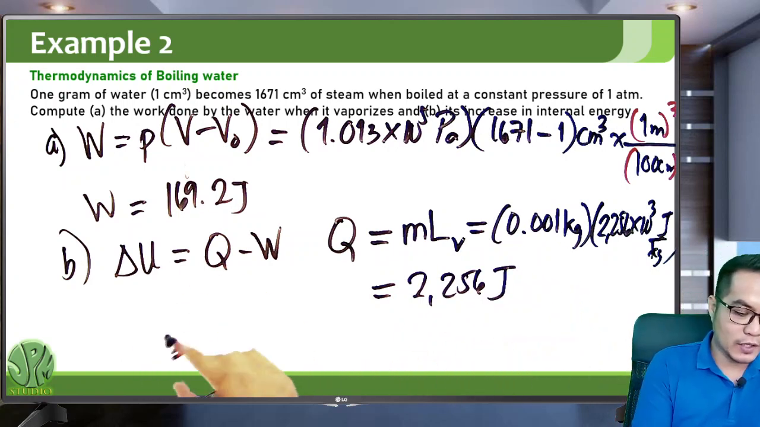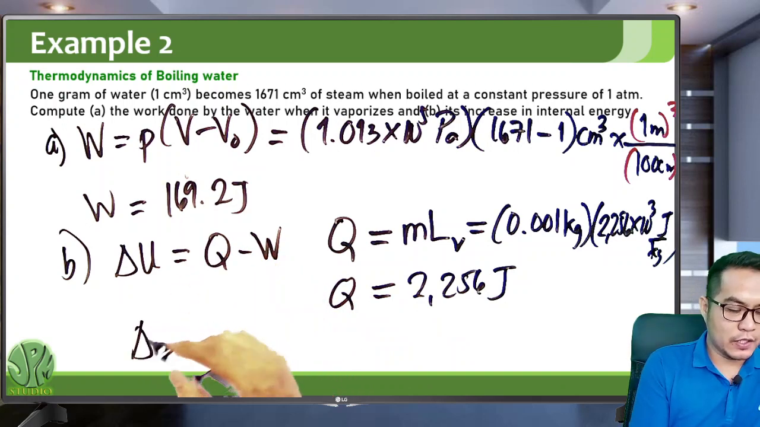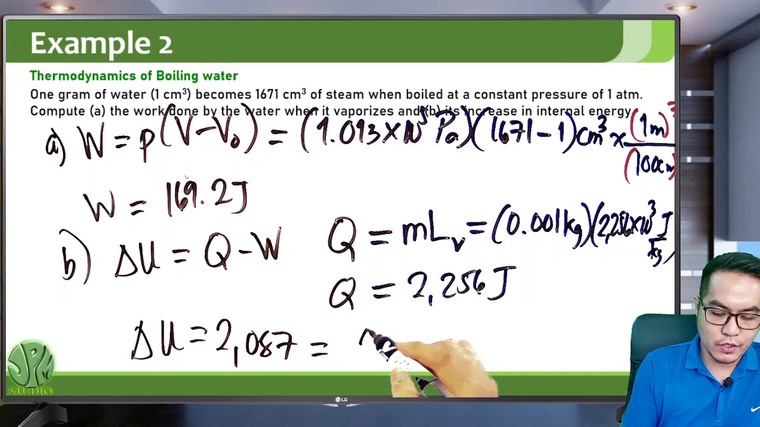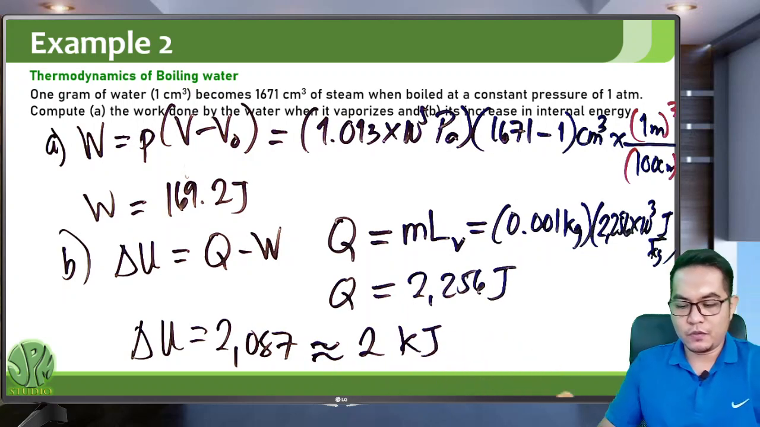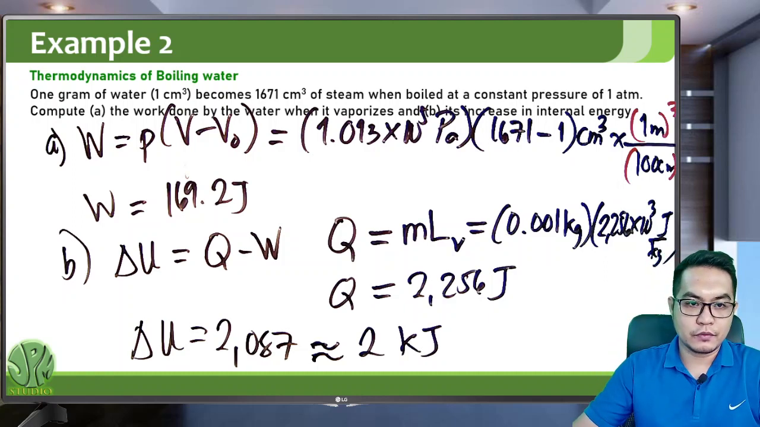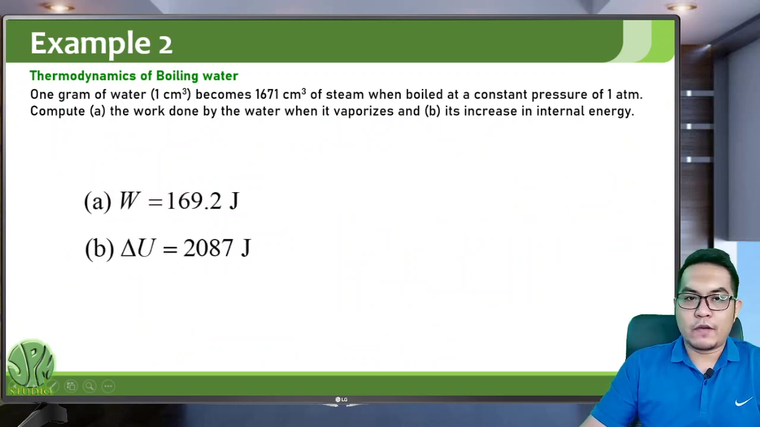So you subtract, Q minus the work, and you will get the change in internal energy of 2,087 joules, or approximately 2 kilojoules. So you have approximately 2 kilojoules, or 2.1 kilojoules.